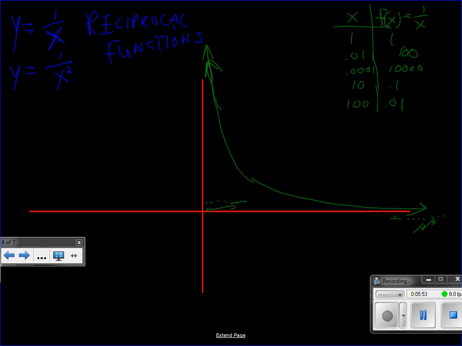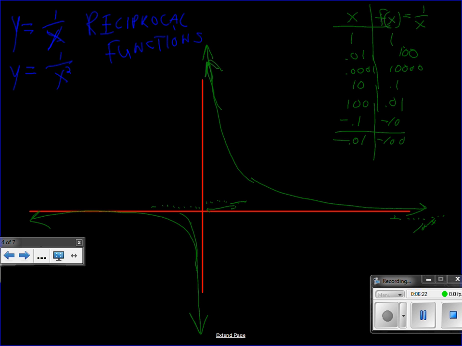Okay. Well, what happens on the negative side of things, though? What if x is negative 0.1? Well, then this is negative 10. What if x is negative 0.01? Well, then this is negative 100, and so on. So you might see as it gets closer and closer to this side, it's going to negative infinity. So it goes like this, and then the function actually goes like that.